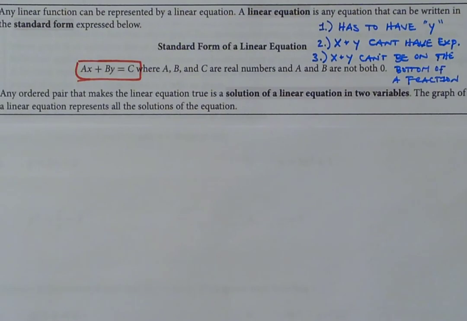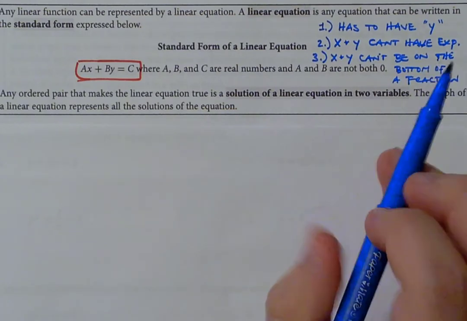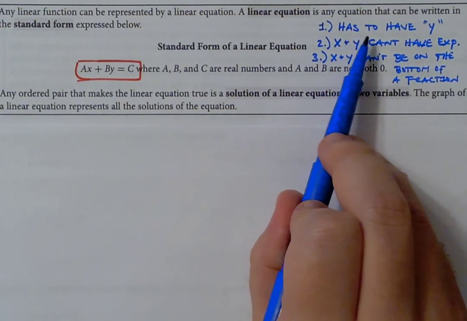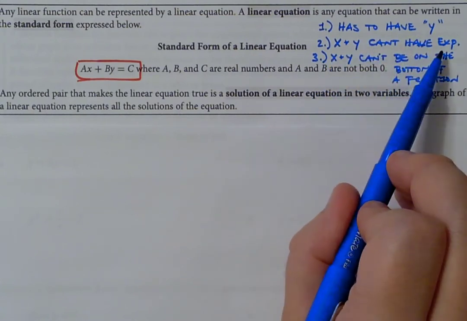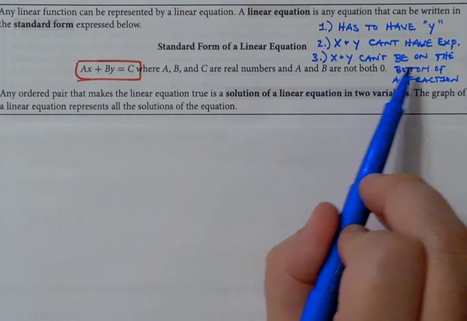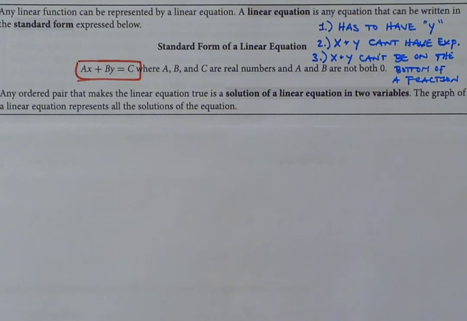I don't care about the number in front of x or y, if it has a number, if it doesn't have a number. I don't care if there's plus or minus a number attached to x or y. What I need to know is, does the equation have a y? So it has to have a y. X and y cannot have an exponent, and x and y cannot be on the bottom part of a fraction. If it's on the top part of a fraction or it's next to a fraction, that's okay. It just cannot be on the bottom of a fraction. So keeping that in mind, that is going to guide our direction for example 1.